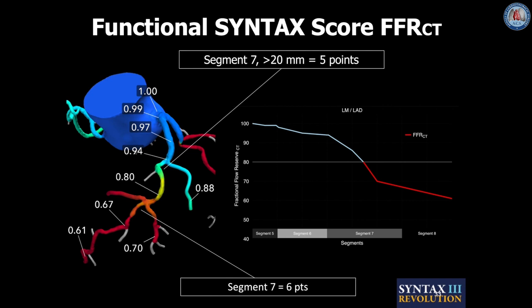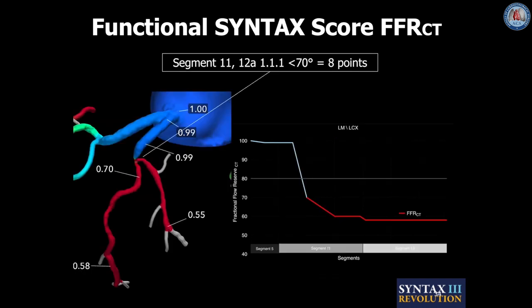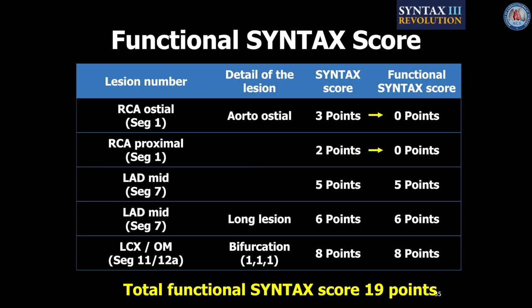The LAD confirmed these 7 points, but the ostium of the two diagonals is okay. As far as the circumflex is concerned, the physiological significance of the circumflex and obtuse marginal is confirmed with 8 points. So at the end of the day, the only points that we have to remove are for the ostial lesion, remove 3 points, and the proximal right. And we end up with a functional SYNTAX score of 19 points.